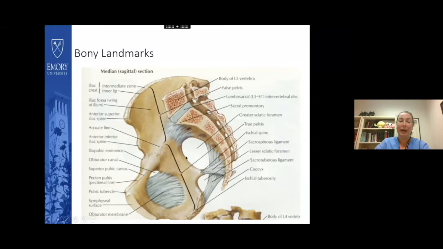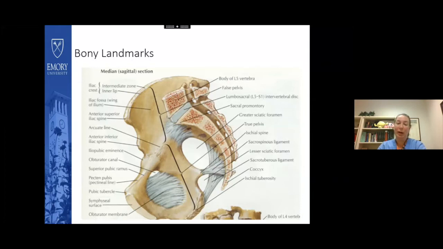That's why. This is the greater sciatic foramen, lesser sciatic foramen. This is the obturator canal and membrane. This is the area that a transobturator sling goes through. The sacrospinous ligament is something that we will attach the vagina to in some of our prolapse surgeries. I think you had a question about that last week.